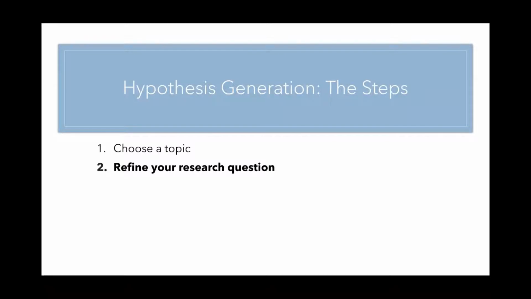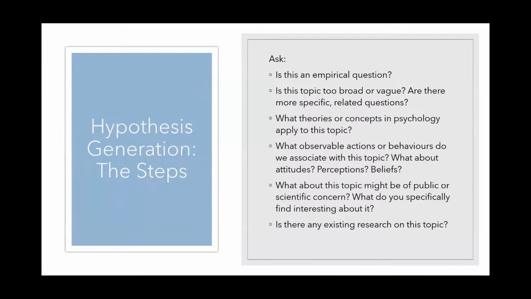So once you've landed on a topic within a broader area of study, now it's time to drill down into a more specific research question. When you're letting yourself consider possible specific research questions for this project, you want to run them through a series of tests to see if the question is strong enough to use for your research project and if it'll work for the purposes of this course in particular. Specifically, you want to ask yourself, is this an empirical question? Is this topic too broad or vague? Are there more specific related questions that might be better suited for you to pick?